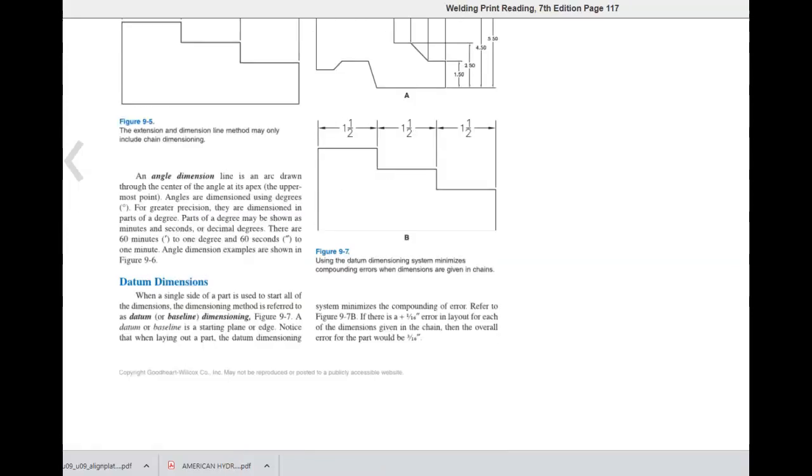An angular dimension line is an arc drawn through the center of the angle at its apex, or the uppermost point. Angles are dimensioned using degrees. For greater precision, they are dimensioned in parts of a degree. Parts of a degree may be shown as minutes and seconds or decimal degrees. There are 60 minutes to 1 degree and 60 seconds to 1 minute. Angle dimension examples are shown in figure 9.6.